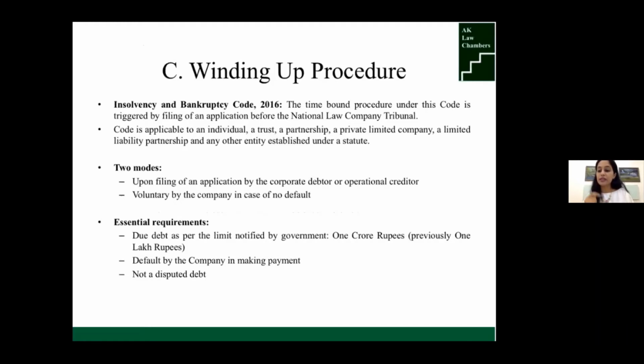The minutes of the meeting need to be filed with the ROC. If you are, say, pledging your shares or creating a charge on any of your assets, that needs to be informed to the Ministry of Corporate Affairs. So all of these procedures need to be done on a timely basis. If not, there are penalties for all of this.